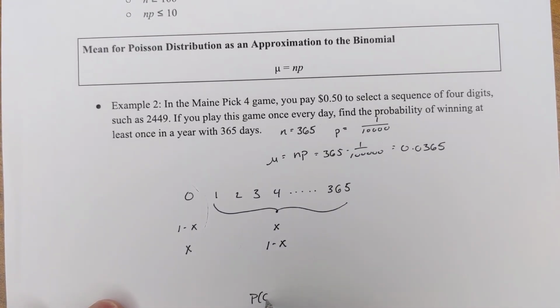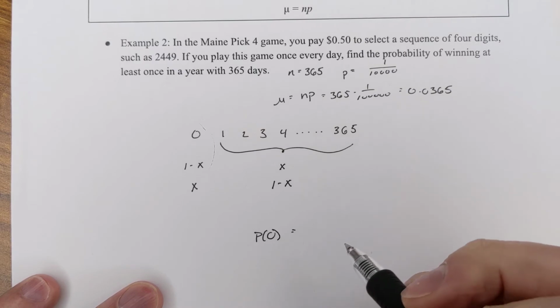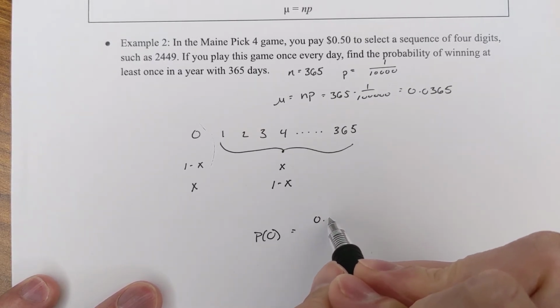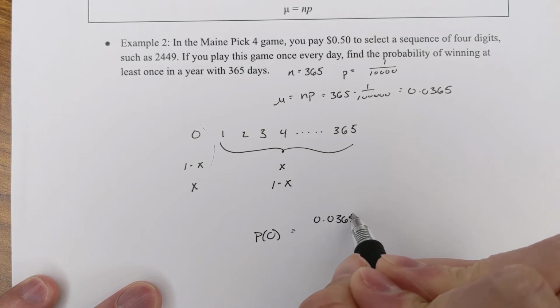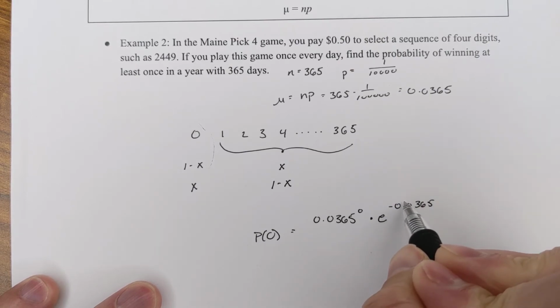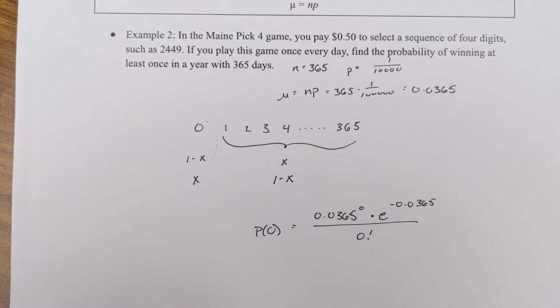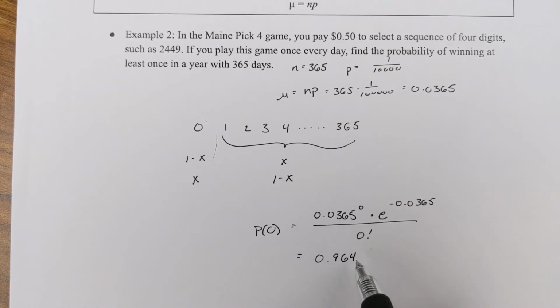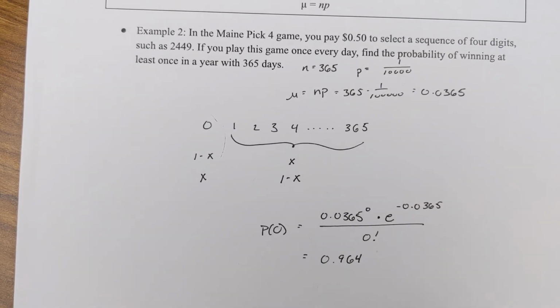So I'm going to find p of 0. That's the average, so 0.0365 raised to the 0th times e to the negative average, e to the negative 0.0365, all over 0 factorial. This comes out to be 0.964. So there's a 96% chance that I never win.